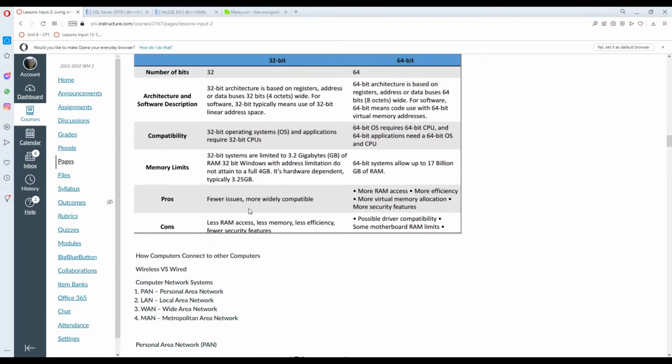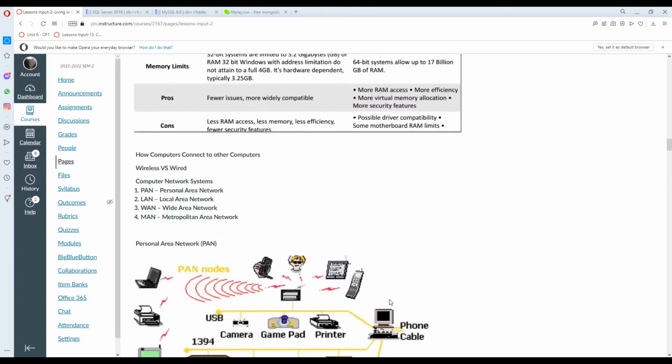So positives, fewer issues, and widely compatible. 64-bit, more RAM access, more efficient, more virtual memory allocation, more security features. Whereas the cons for 32-bit is less RAM access, less memory, less efficient, fewer security features. For 64-bit, it is possible driver compatibility and motherboard RAM limits.